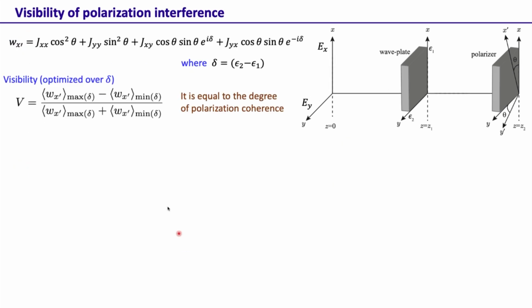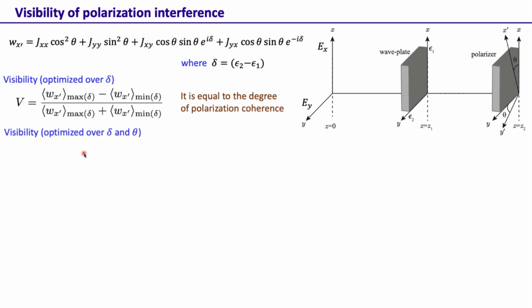Today I'm planning to do the visibility of polarization interference in some more detail. Here is the polarization interference, here is the intensity that comes out of the polarizer, and that's the visibility that we have defined after optimizing over delta, and this visibility is equal to the degree of polarization coherence.